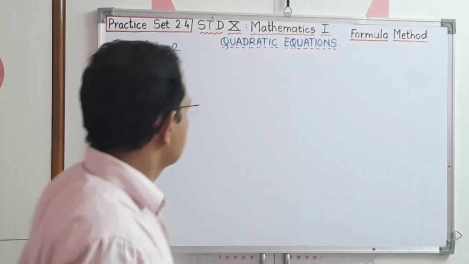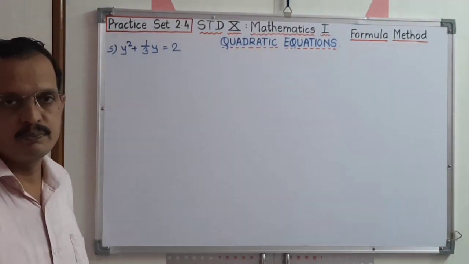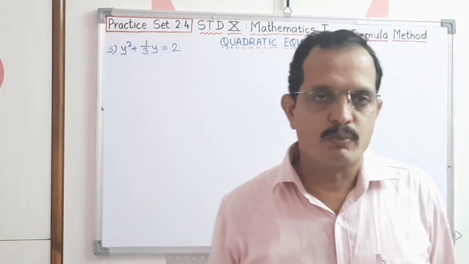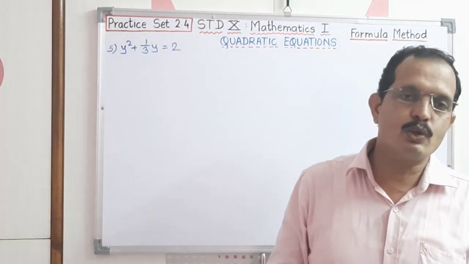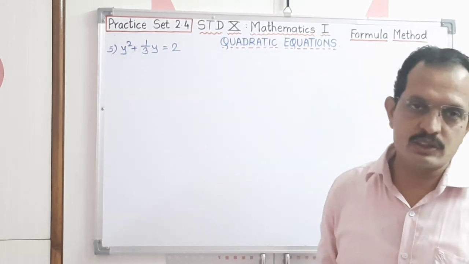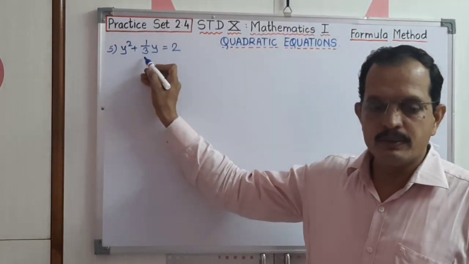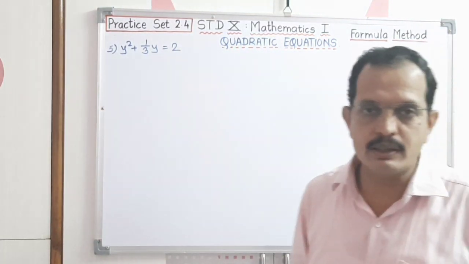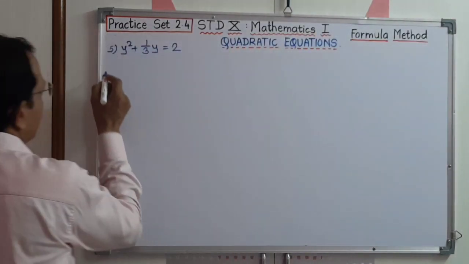See the fifth sum, that is y square plus 1 upon 3y equal to 2. In the previous sums, all are in a standard form, but in this case, the given equation is not in a standard form. Therefore, first of all, we have to write it in a standard form. For that purpose, we have to eliminate this 3. Therefore, first step is that we have to multiply by 3 on both the sides.